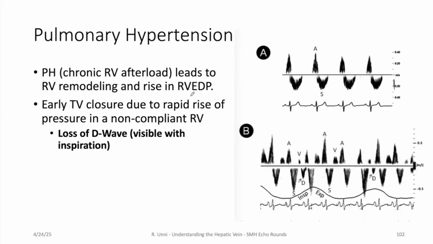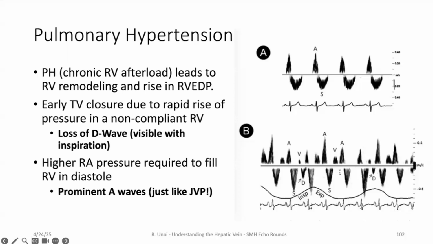Sometimes you get early tricuspid valve closure, and so you do end up getting a reduction in your D wave. Typically it is only sometimes seen with inspiration. So you can see here in this patient, we've actually lost the D wave, no D wave there. And then on inspiration, that's when you do see a bit of D wave. During expiration, the D wave actually disappears.